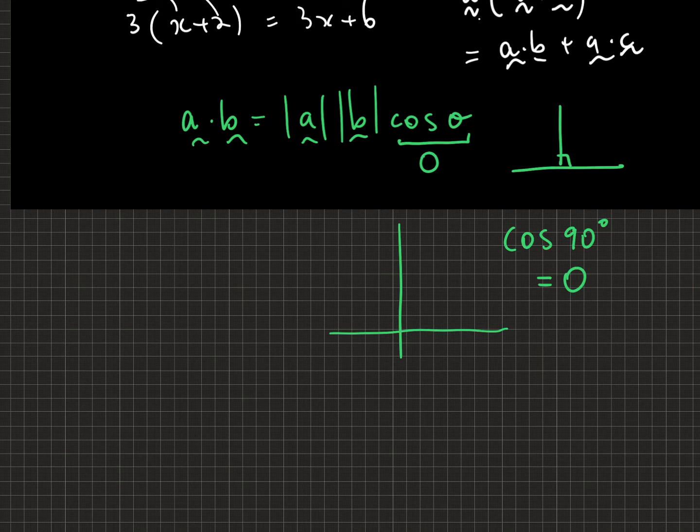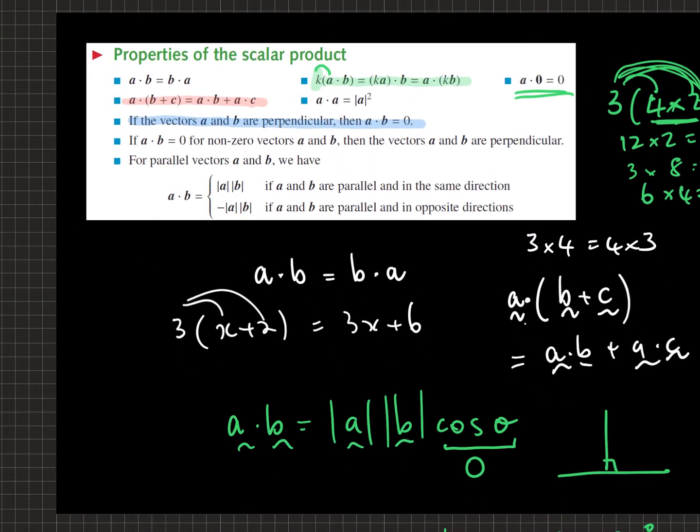Now this one works both ways. So if two vectors are perpendicular, if they're at right angles, then the dot product will be 0. But if the dot product is 0, then they are perpendicular. That is proof that they're perpendicular. The one exception is if one of the vectors is a 0 vector, obviously. But apart from that, if the dot product is 0, then you know for sure that they are perpendicular to each other. If you've got two non-zero vectors, a and b, then vectors a and b are perpendicular if a dot b is equal to 0.